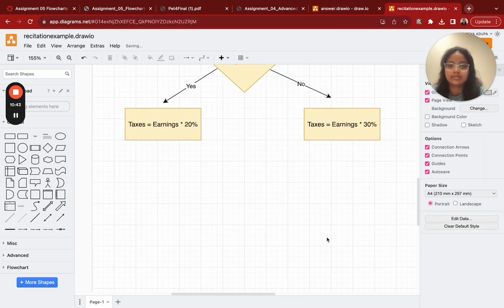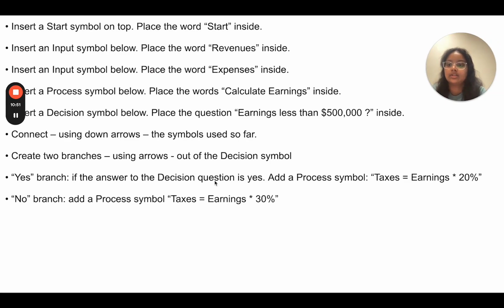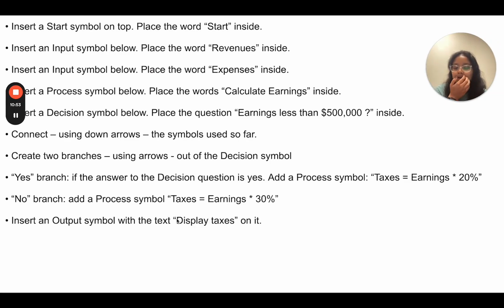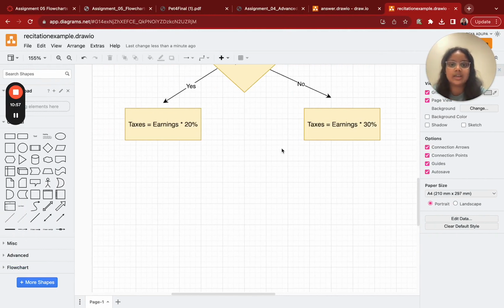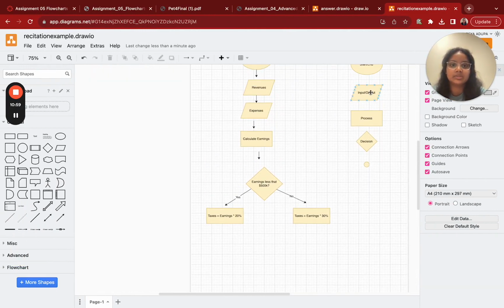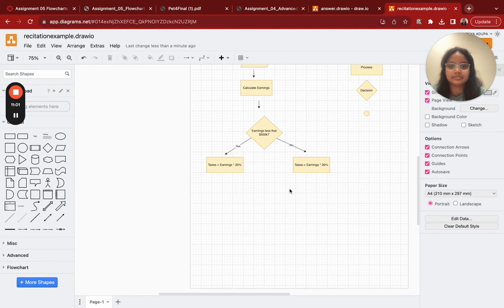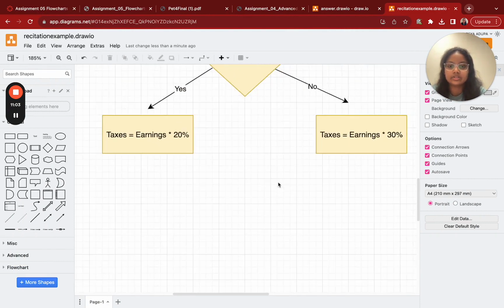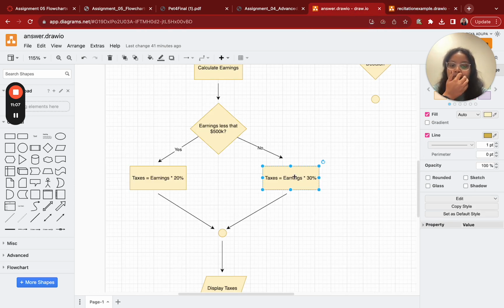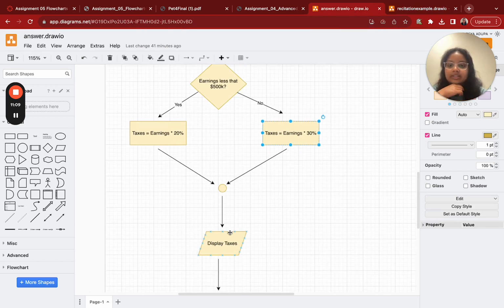Okay, so once you have that, now you kind of have the taxes ready, but now how do you display the output? How do you finish the process? So to do that, we're going to put an output symbol with the text display taxes on it. An output symbol would be the same as the input symbol, the parallelogram. And to do that, first you have to connect it first. It doesn't matter which way you're coming from, you got to display the taxes at the end.